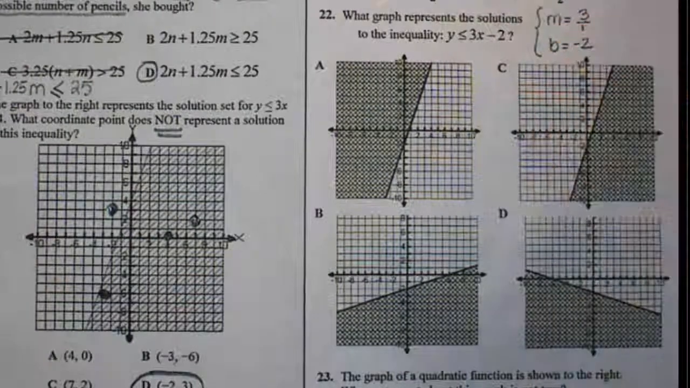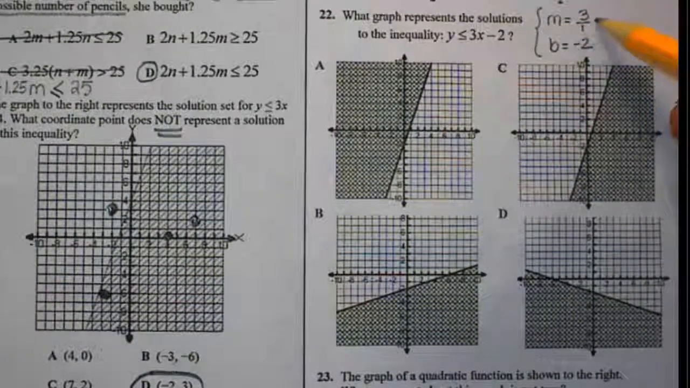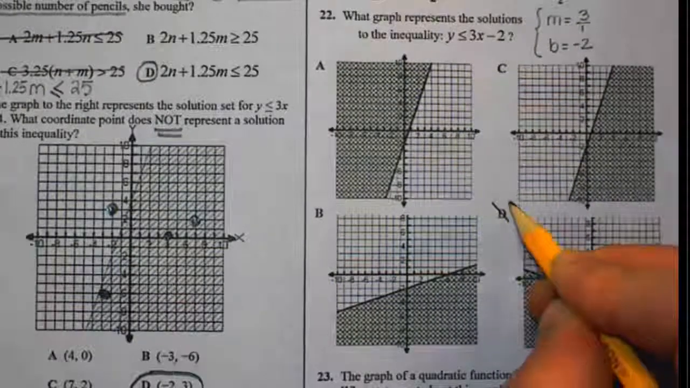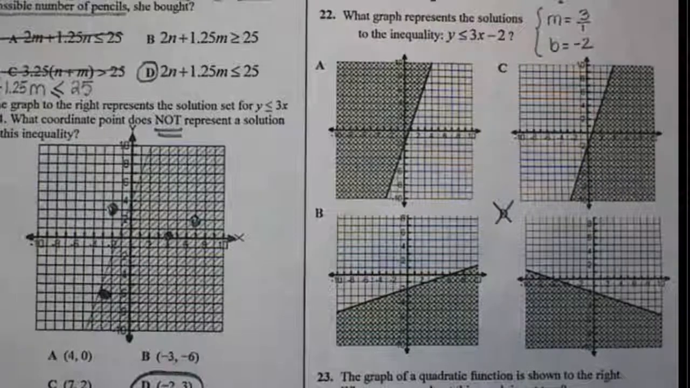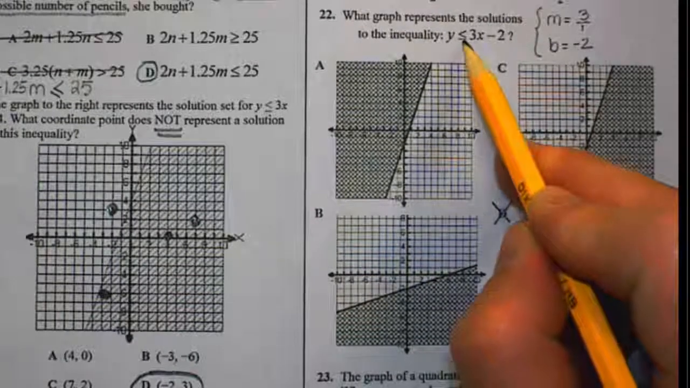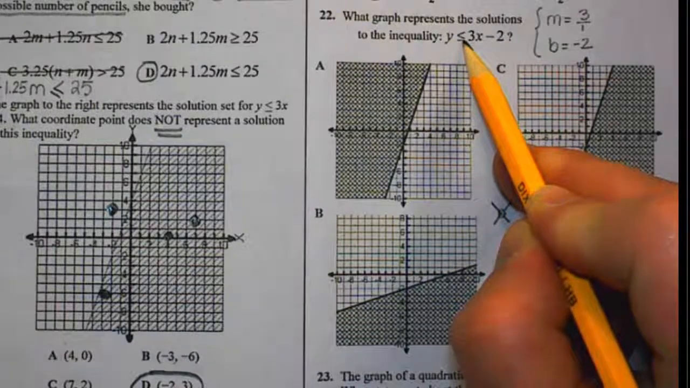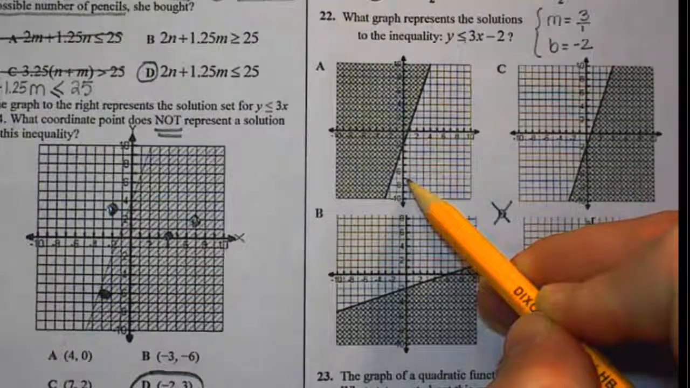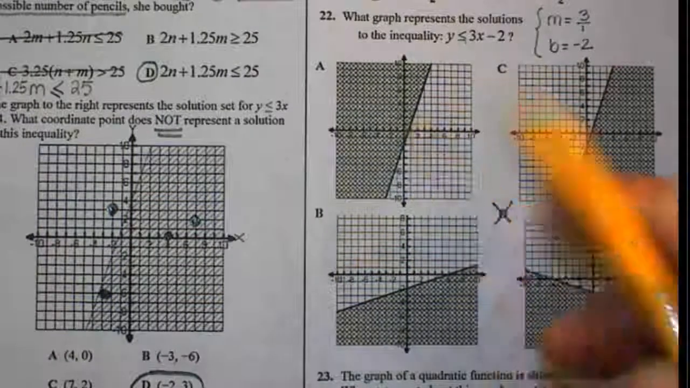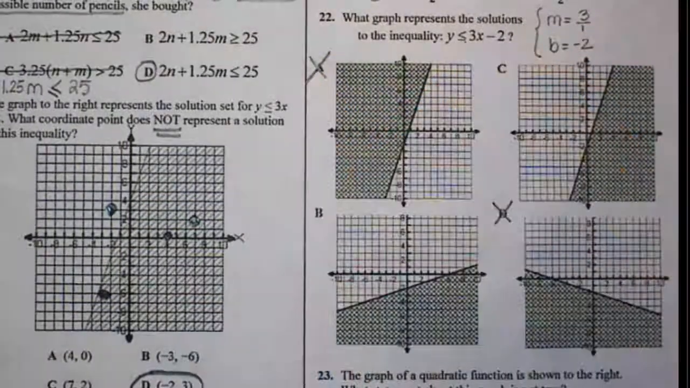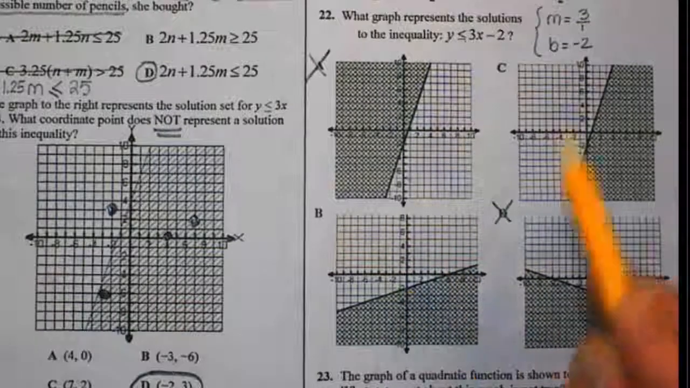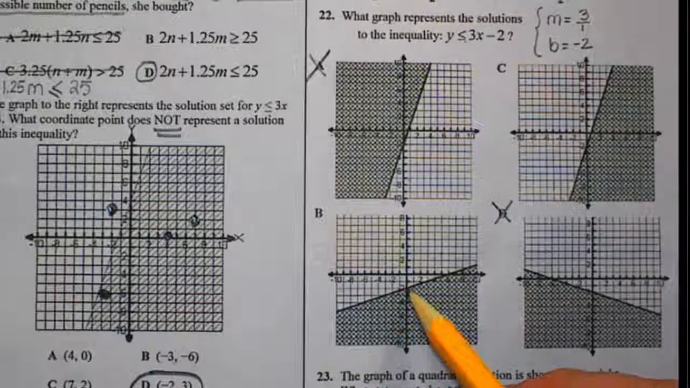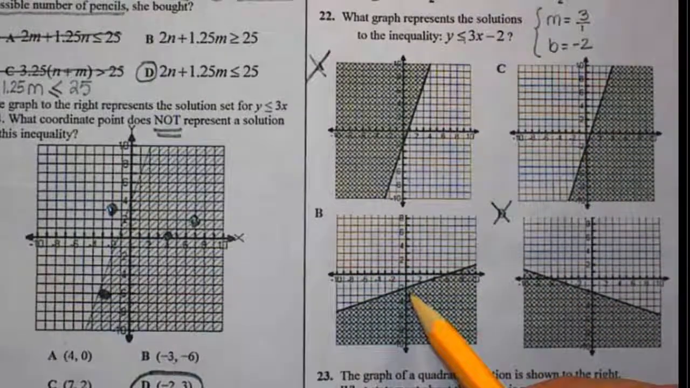Off the bat, I noticed that my slope is positive. And right here, I noticed that letter D has a negative slope, so I already know that letter D is not the right answer. Also, I noticed that my symbol means less than. That means I go to the y-intercept, and I would be shading below the y-intercept. In this case, that doesn't happen, so I know letter A is wrong. Both letter B and C, if you go to the y-intercept, it is being shaded below. They both have the y-intercept at negative 2.